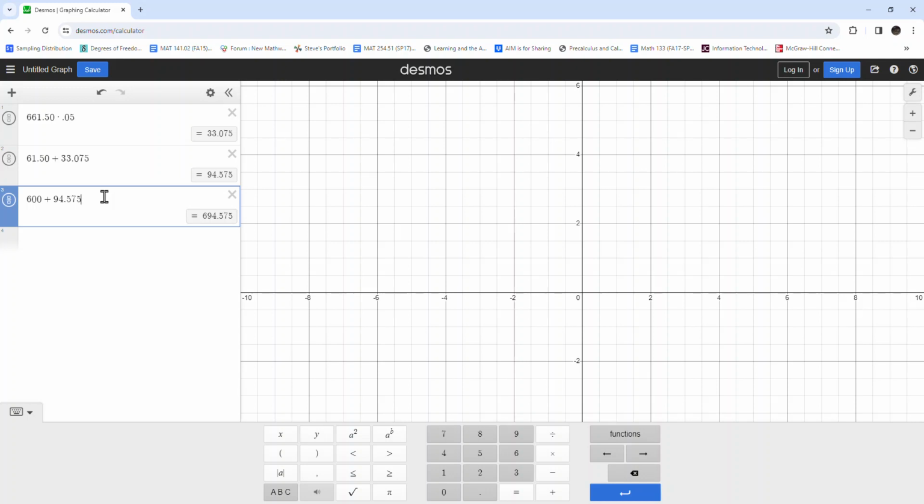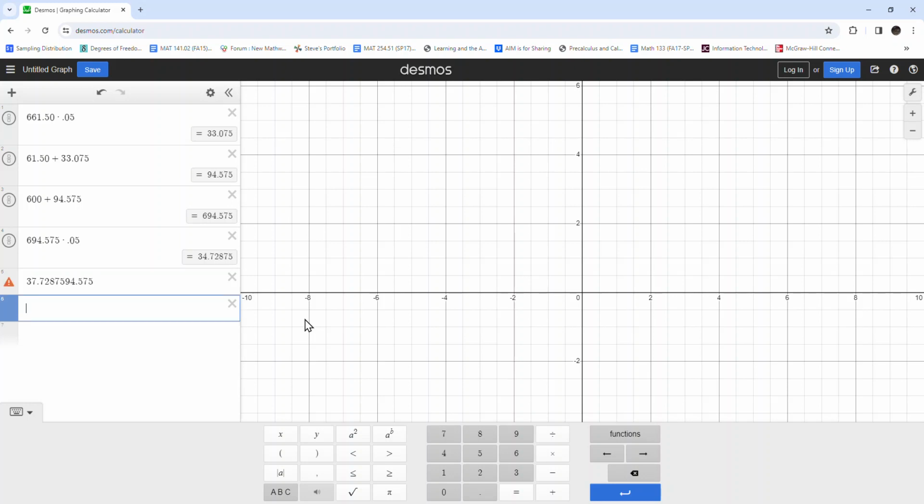Well, then to get the 4th year's amount of interest that we earn, we have to take that new account balance, 694.575, multiply that by 5%, and there's the new amount of interest we earn, $34 and approximately 73 cents. Well, we need to add that to the already accumulated interest from the previous 3 years, which happens to be the 94.575. Oops, I got to put a plus sign there. And here's the total interest we would have earned after the 4 years.